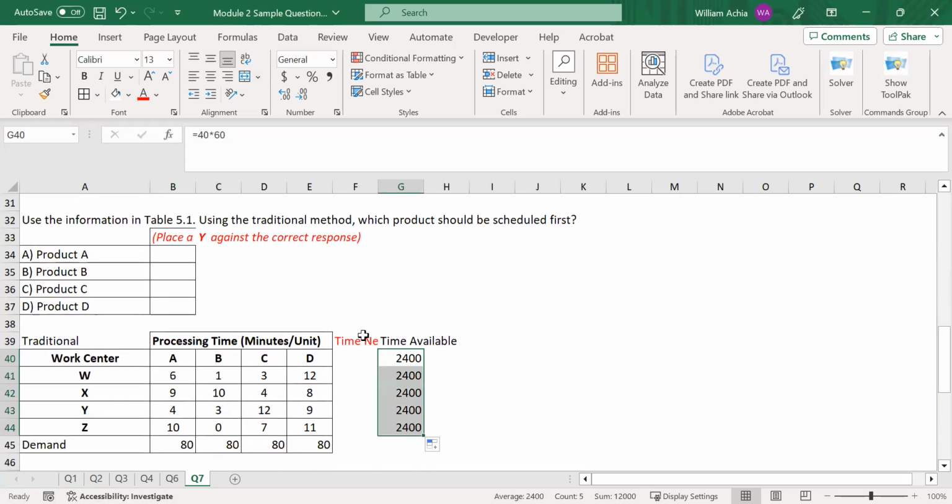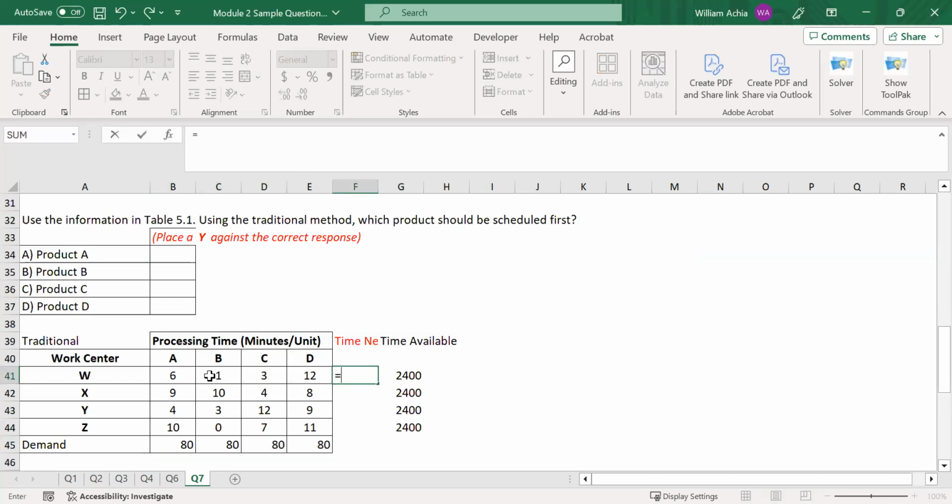Okay. But the amount of time I need to make everything that I need to make here will be linked to how many units I need to make. So for example, product A takes 6 minutes to make one part at workstation W. So the amount of time I need here will be a combination of how much time is needed at this workstation multiplied by the total demand, right? So 6 minutes for product A multiplied by 80 plus 1 minute for B multiplied by 80 and so on and so forth. Okay.